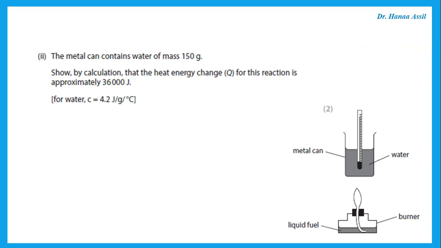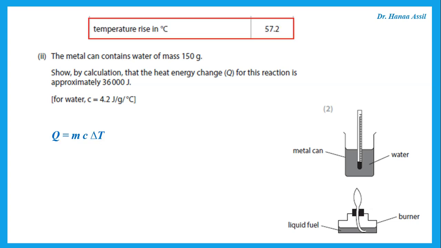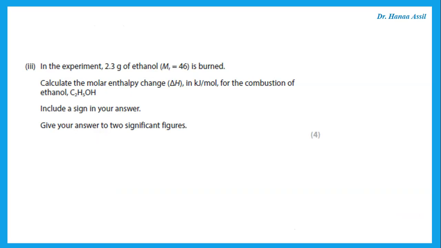The metal can contains water of mass 150. Show by calculation that Q is approximately 36,000. We said, how do we get Q? Q is mc delta T. M is the mass of the water, 150. And we already got the temperature rise as 57.2. So multiply them with C 4.2. This comes out in joules, so this is actually 36,036 joules, so that's about 36,000.